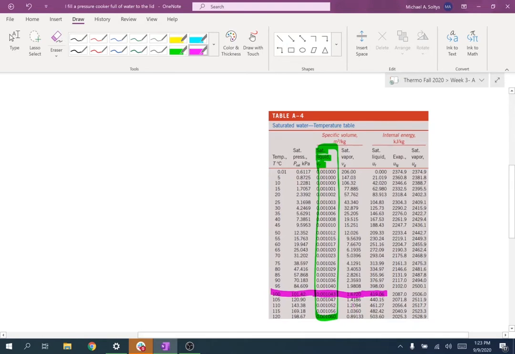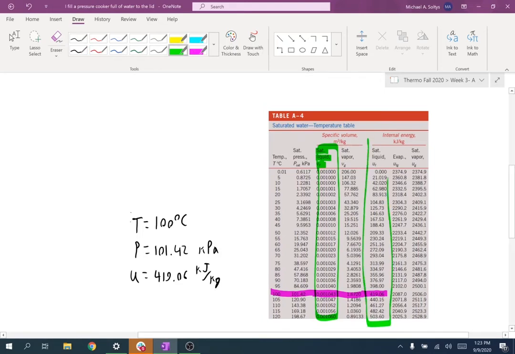So I could write down my state here. I could say, okay, the temperature is equal to 100 degrees Celsius. The pressure is equal to 101.42 kilopascals. The internal energy is 419.06 kilojoules per kilogram, etc. I could keep reading off those. I picked 419.06 because, again, I said I'm a saturated liquid, so I have to look at this column here. That tells me that all of those numbers are along that saturated liquid line. So that's my first state.